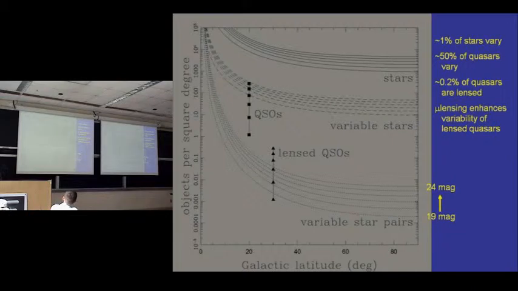And this just illustrates what you're fighting against. So here, versus galactic latitude, are the number of stars per square degree going from 19th to 24th magnitude. Right? Variable stars are down around here. Variable star pairs are way down here in terms of number. Here is the surface density of quasars and, crudely, the surface density of lensed quasars. And so if you're working at 23rd or 24th magnitude, the surface density of lensed quasars is well above most of the backgrounds, and so you just don't have much left to worry about.